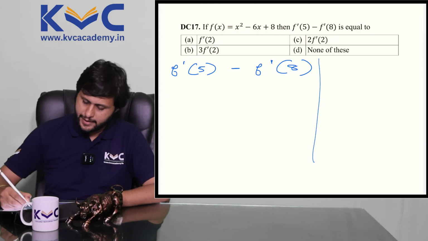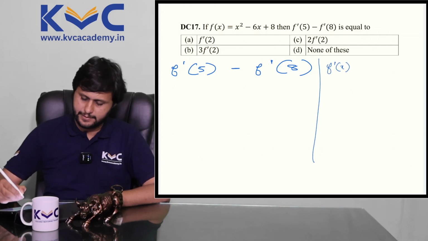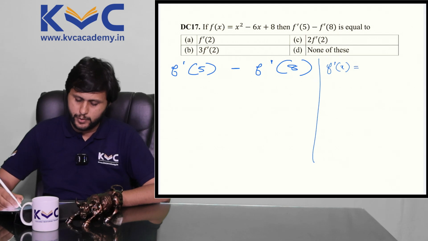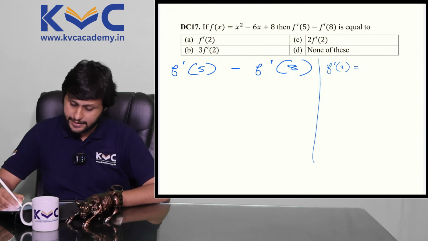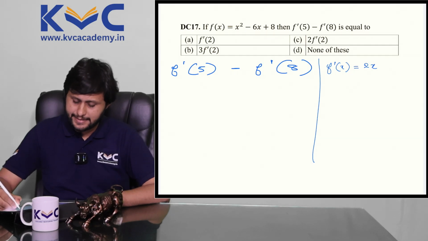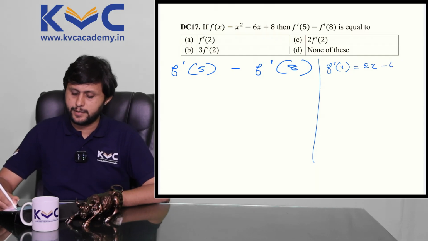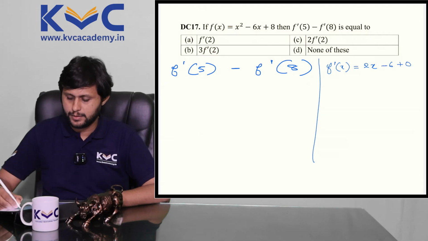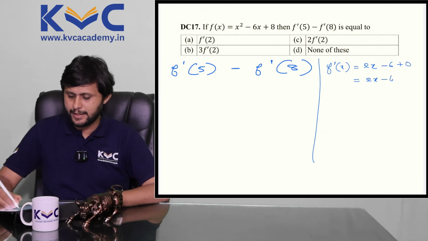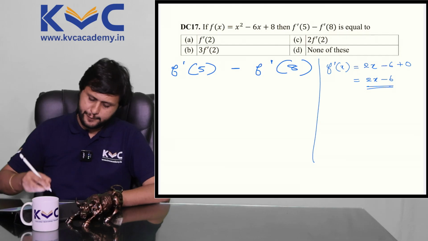Okay, here I'll find out f dash of x. F dash of x is equal to, differentiate right hand side now. Differentiation of x square is 2x. Differentiation of 6x is minus 6. Differentiation of 8 is 0. Correct? So we get 2x minus 6. Now f dash of 5.